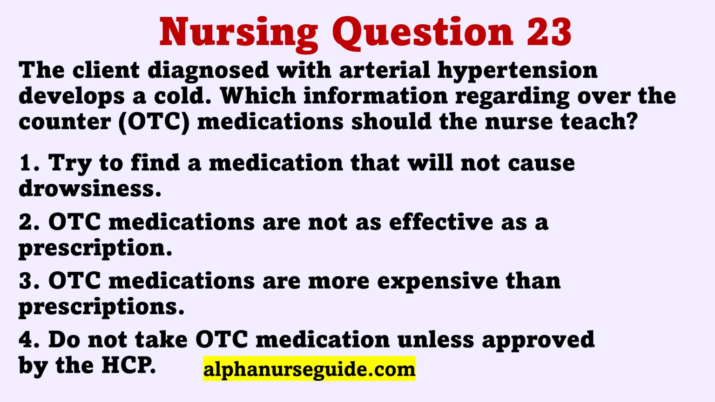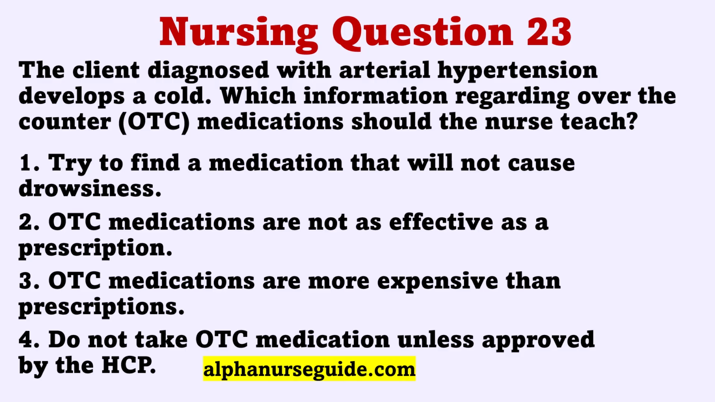The client diagnosed with arterial hypertension develops a cold. Which information regarding over-the-counter medications should the nurse teach? 1. Try to find a medication that will not cause drowsiness. 2. OTC medications are not as effective as a prescription. 3. OTC medications are more expensive than prescriptions. 4. Do not take OTC medication unless approved by the HCP.